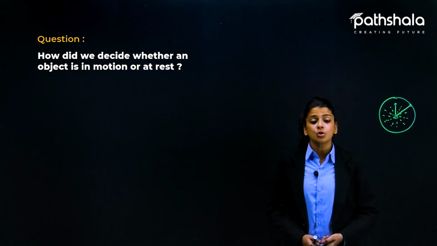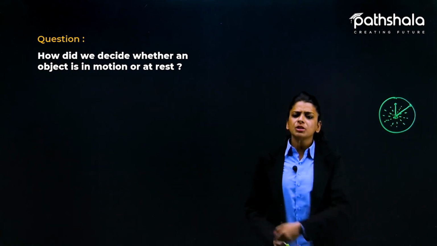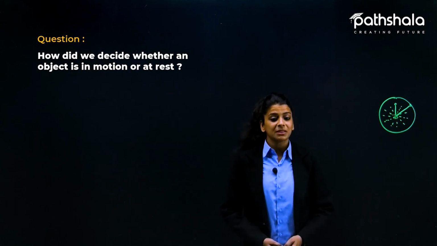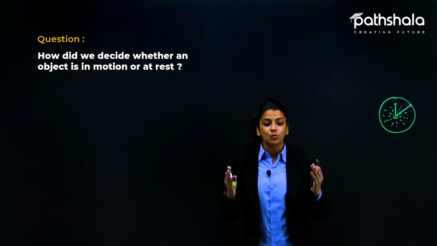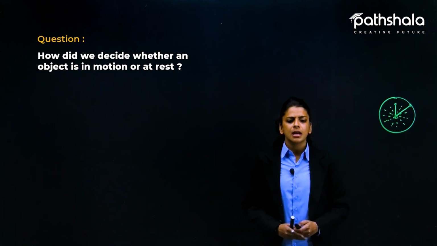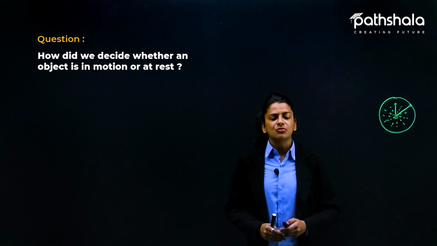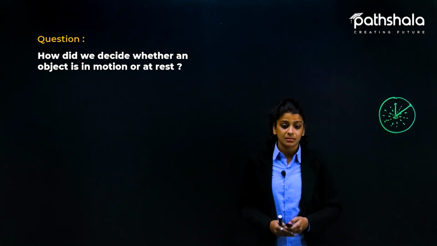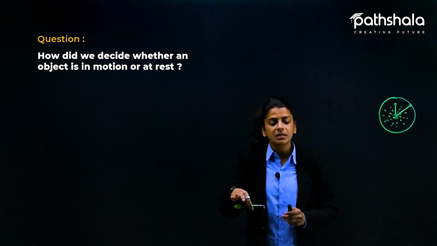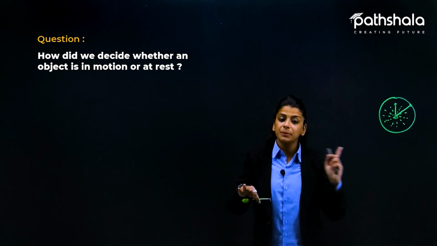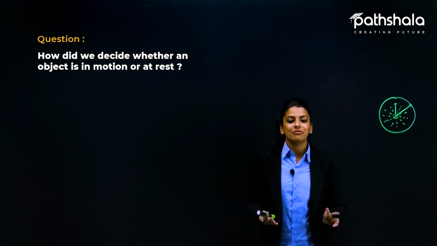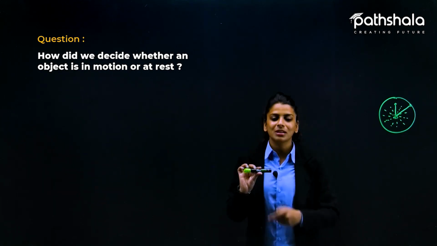So now the question here arises, how do we decide whether an object is in motion or at rest? हमें कैसे पता लगता है that if the object is moving or it is at rest? You might have seen that objects which are at rest cannot change place. For example, if this is the pen and I keep it at some place, तो क्या ये अपनी position change कर सकता है on its own? It is not possible. Why? Because it is a non-living object.